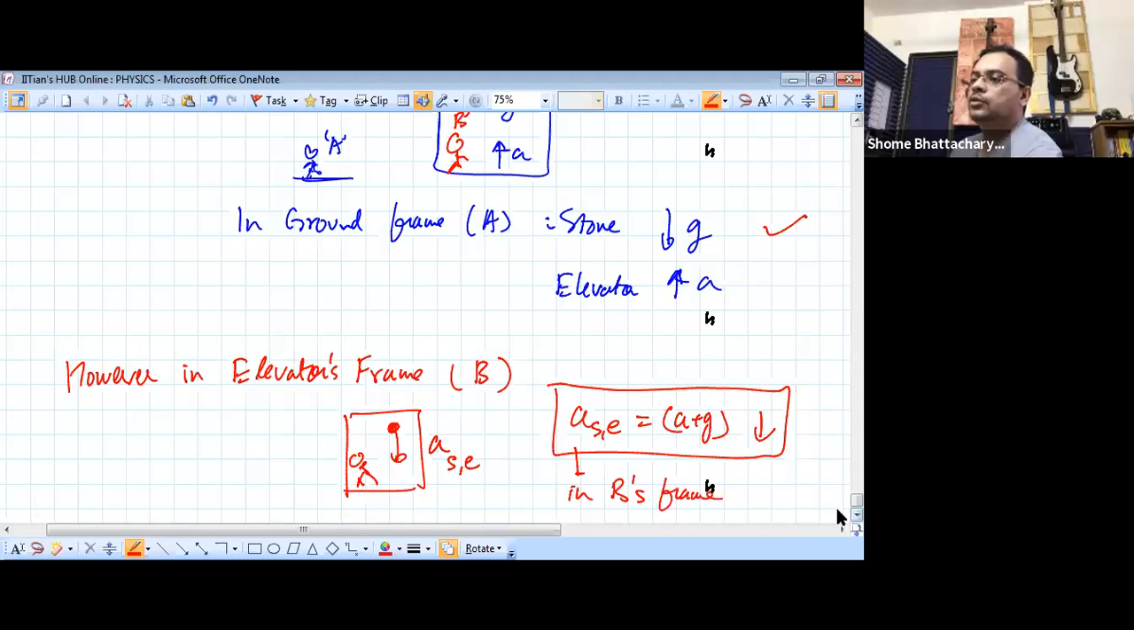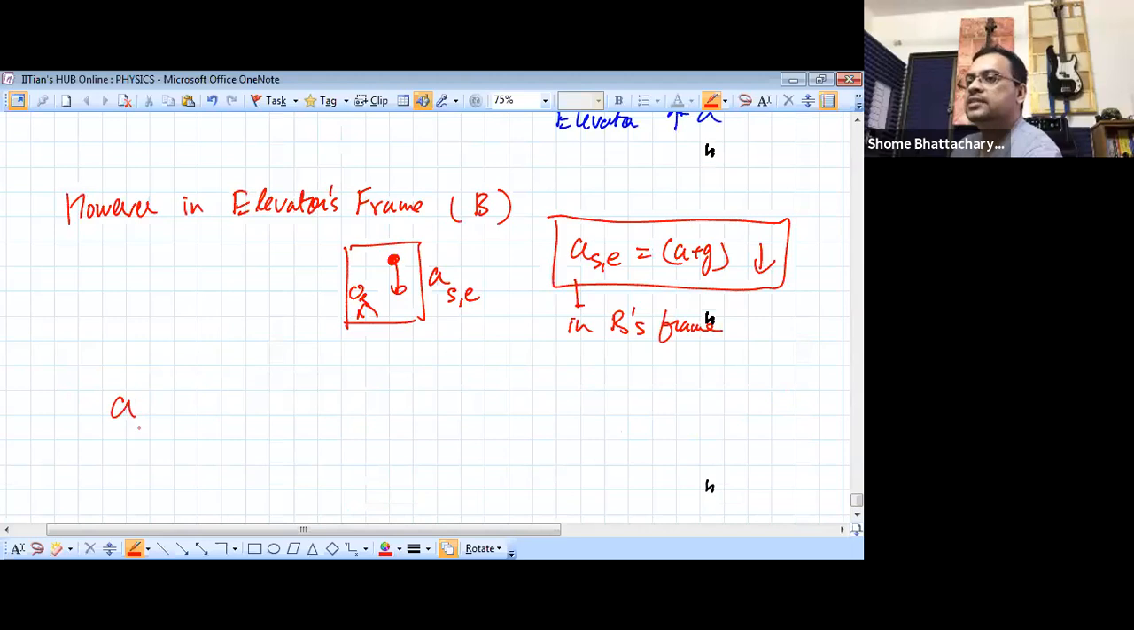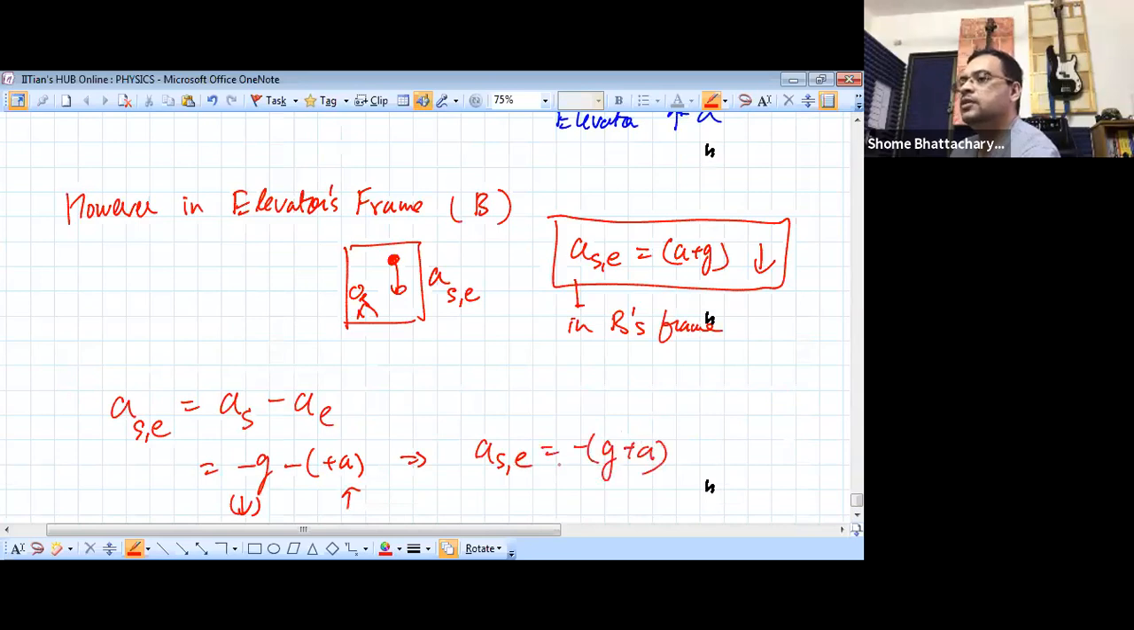How do we know this? Because we know the formula that the acceleration of the stone with respect to the elevator is the acceleration of the stone minus the acceleration of the elevator. Now the acceleration of the stone is minus G because it is downwards, and the acceleration of the elevator is plus A because it is upwards. So the acceleration of the stone with respect to the elevator becomes, with proper sign, minus G minus A. The minus sign is just showing you that it is downwards.